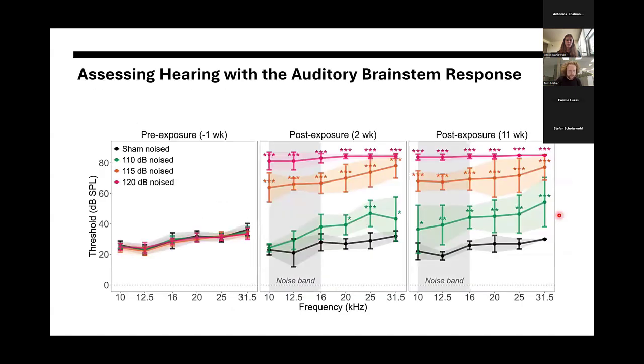Okay, so let's jump into the results. So we have the hearing threshold on the y-axis and the frequency on the x-axis. You can see that there's a very nice dose-response relationship between the amount of noise exposure and the amount of hearing loss. And we can also see that the phenotype is already pretty stable just 2 weeks after noise exposure, because 9 weeks later, there's not much further change.